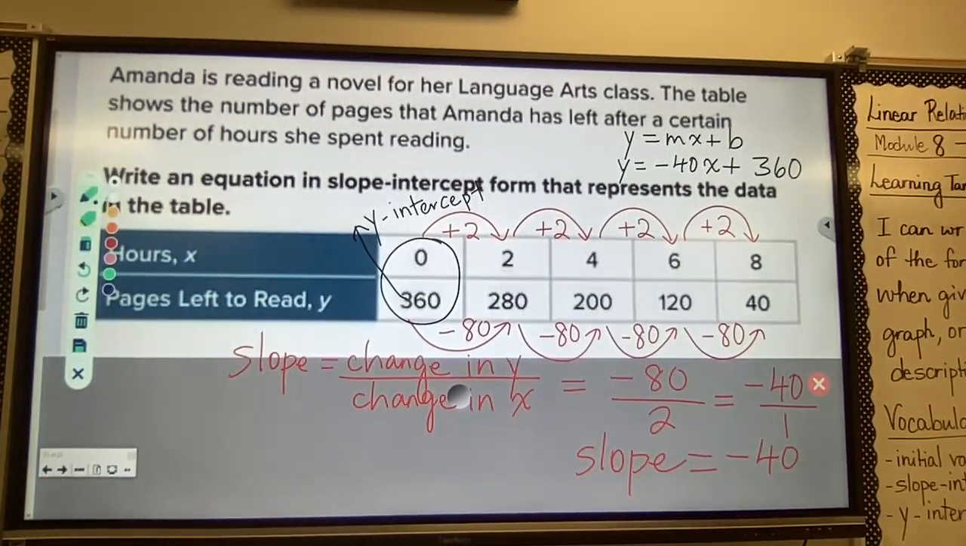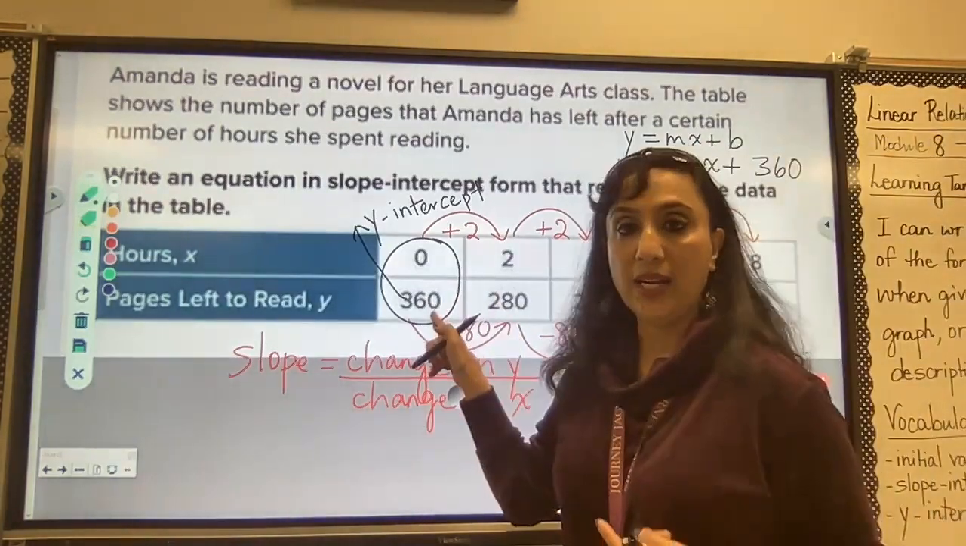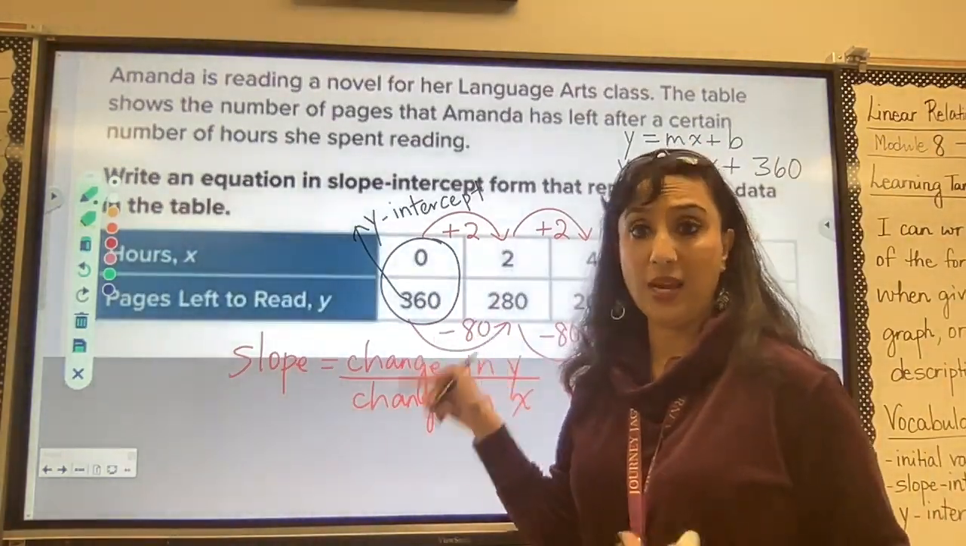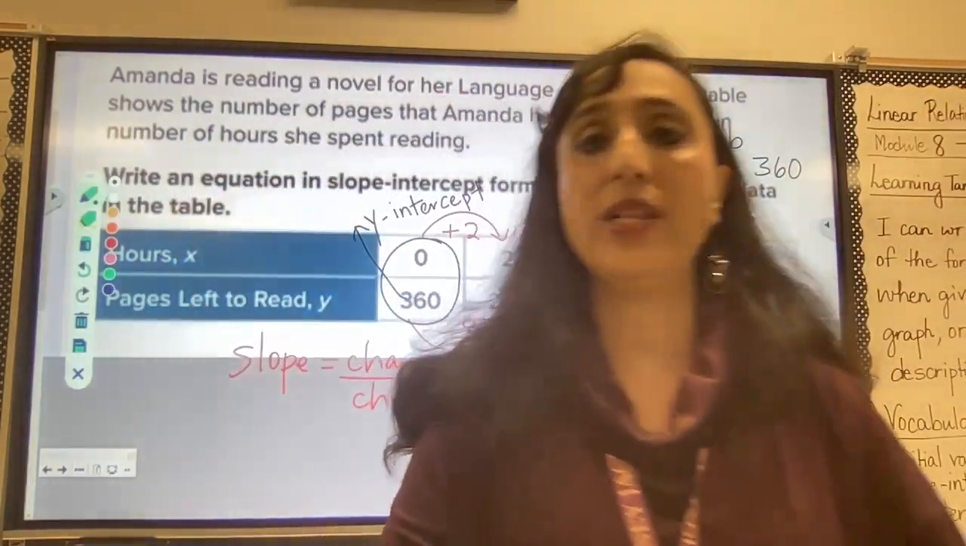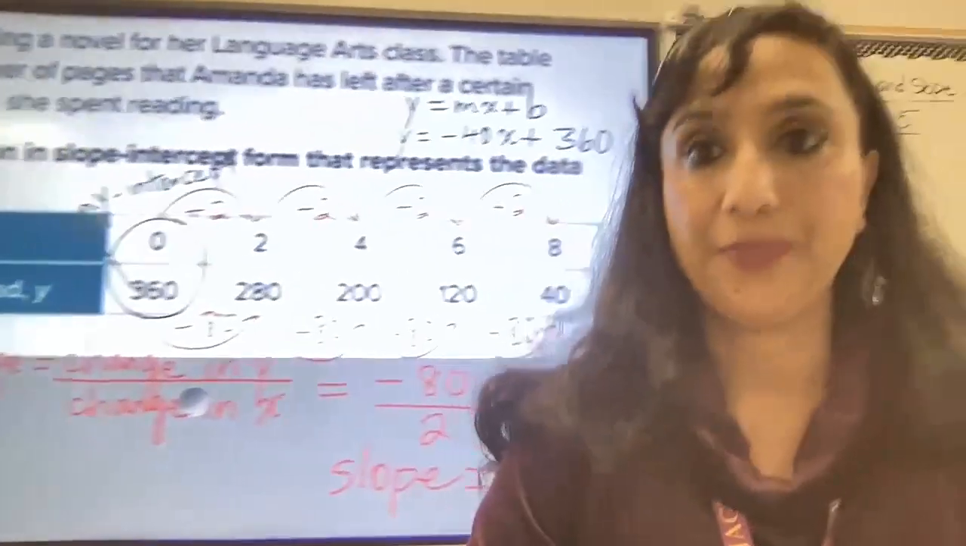And what does the y-intercept represent in the context of this situation? In this case, it's the number of pages that Amanda had to initially read. That's what the y-intercept is representing in this situation. So that's what this entire lesson is about.